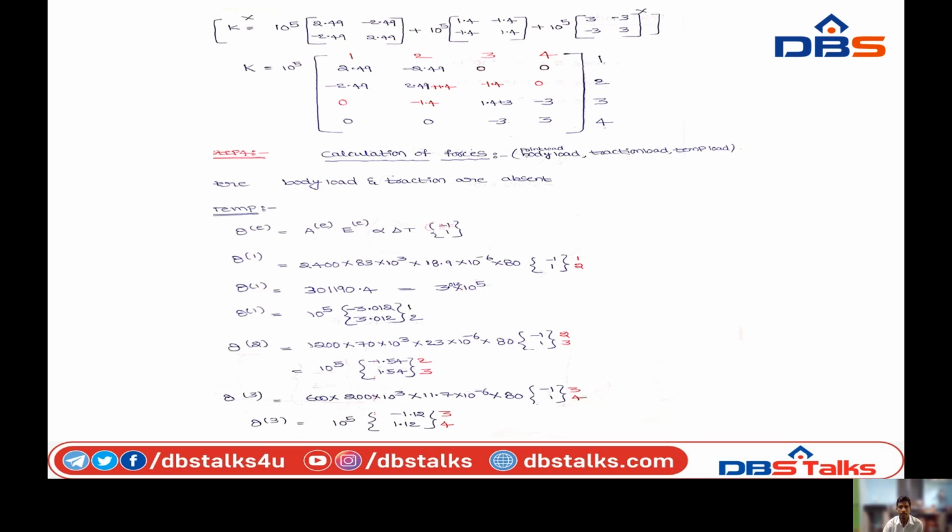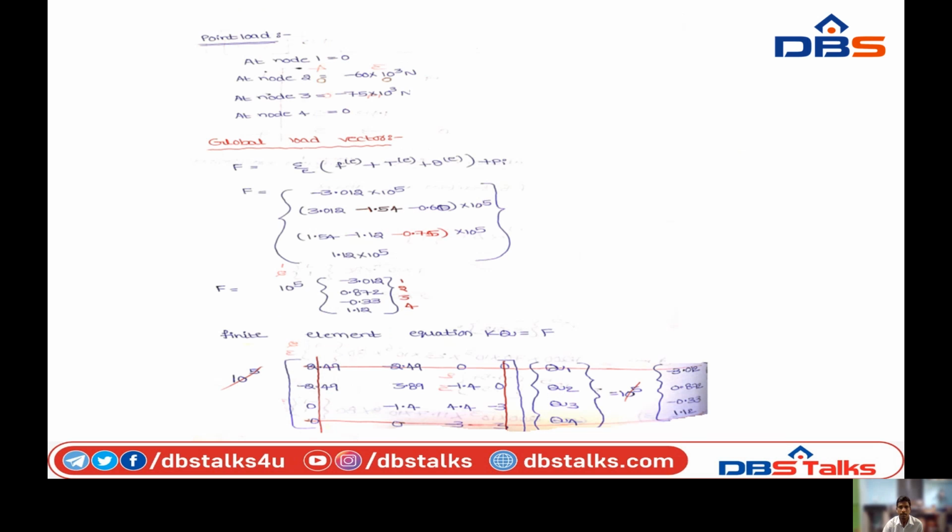After that, finding of temperature vectors. Next, finding the unknown nodal displacements. Here, first of all, I am writing the point loads where they are located. First of all, at node 1: node 1 and node 4 are fixed, that means fixed 1, 2, 3.